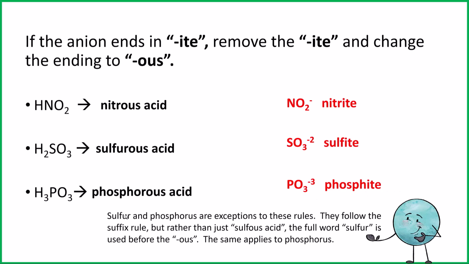Now note here that sulfur and phosphorus are sort of exceptions to these rules. They follow the correct suffix rule, so they do change to the us. But rather than just sulfus acid, the full word of sulfur is used here, so sulfurous acid. And so same thing with phosphorus acid. Rather than phosphus acid, they name the whole thing phosphorus acid. And so those are just two that you're going to have to remember. There's no good reason for it that I know of. It's just easier to say, and so they became exceptions to the rule here.